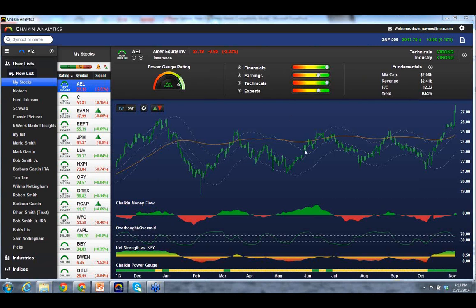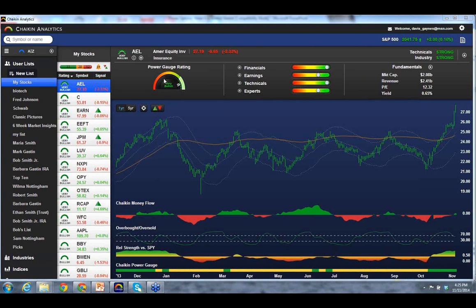It's backed up by some key technicals, by a price chart in history, by Chaikin Money Flow that our CEO, Mark Chaikin, invented for the market about 30 years ago now, that's used basically on all modern trading systems, an overbought, oversold indicator, a relative strength indicator, and importantly, the Chaikin Power Gauge history, so you can actually backtest what the model said at any time and see when it was bullish or when it was bearish.